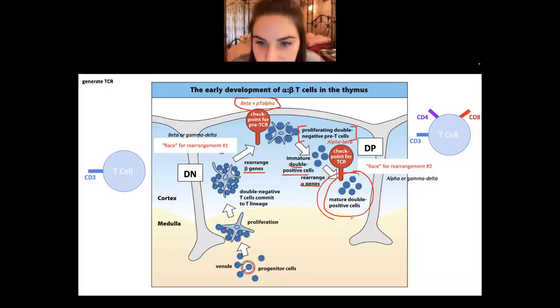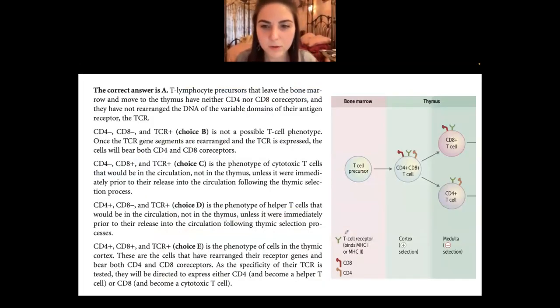And then at the end of the day, now we have a mature, meaning T cell receptor is there, double positive cell. Now it goes through positive selection and negative selection. That's why positive selection happens up here in the cortex. And then when it's done, it undergoes negative selection down in the medulla. That's when it becomes either single positive CD4 or single positive CD8. Okay, any other questions about that? Again, I tried to put questions here that I thought you could genuinely get asked.